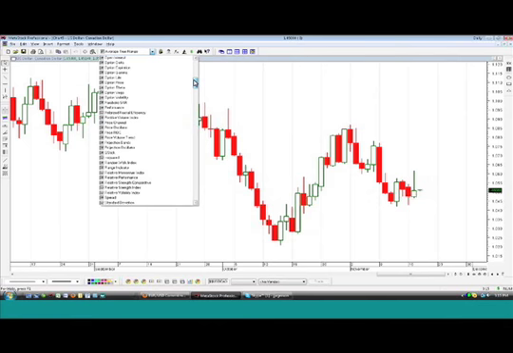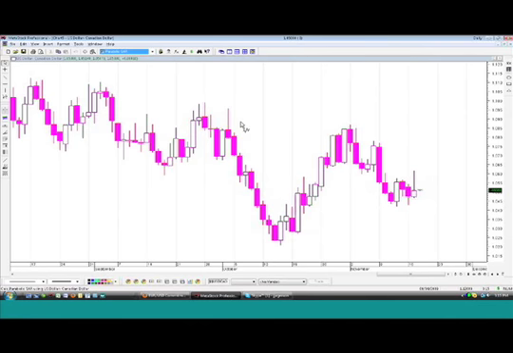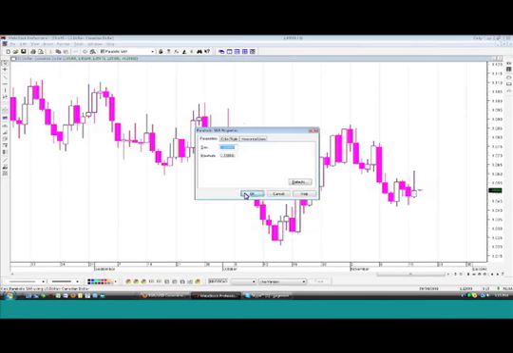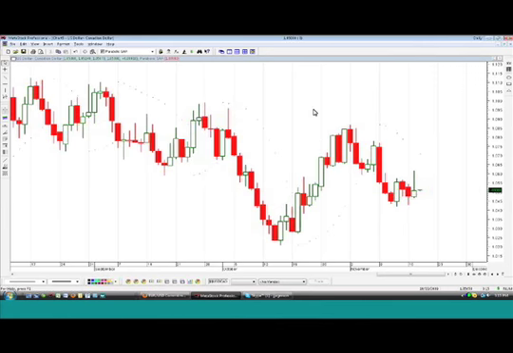And I'm going to apply a parabolic SAR, which is a technician's tool that's been around for a long time. Wells Wilder created this, a famous technician who also invented the RSI and the ADX and such. With the parabolic SAR, when the little dots are above the candles, that means we're looking for bearish opportunities. When the little dots are below the candles, we're looking for bullish opportunities.